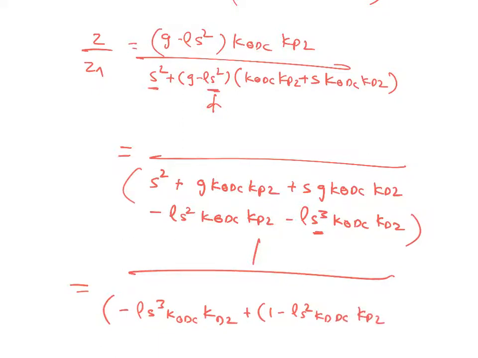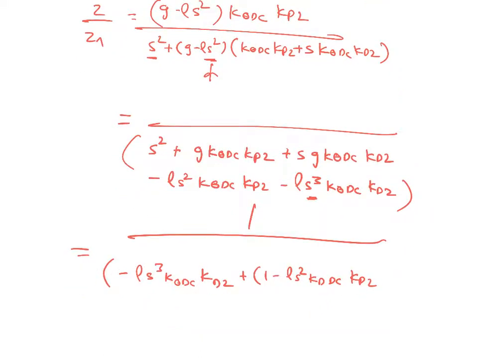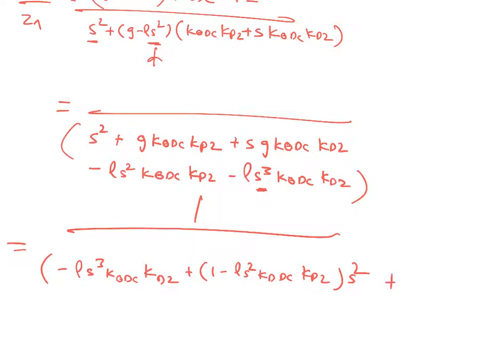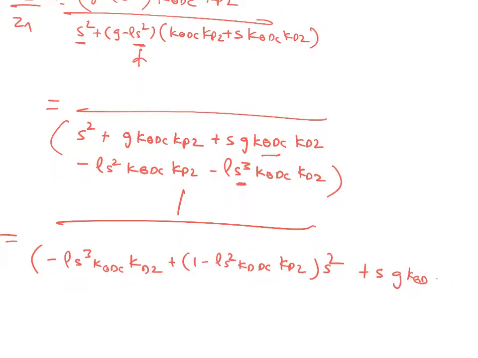Just stop me because I cannot look at you while I'm writing this, so if I mess up with something, just let me know. KDZ, good, that's S squared. And then we have S term. Do you have any other S term? This one term, right? So S into G K theta DC KDZ. And then the constant term. Where is that?